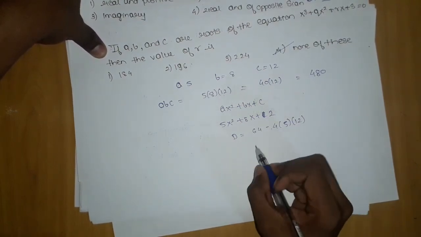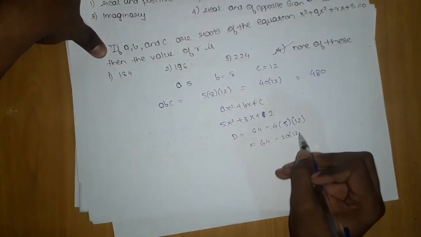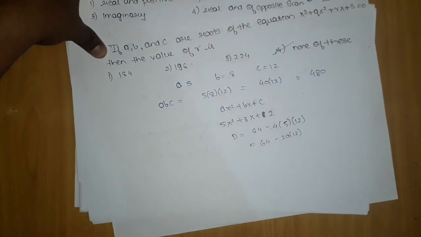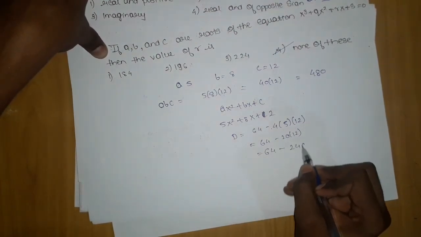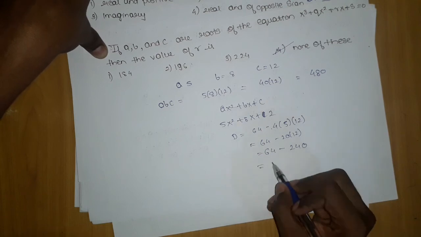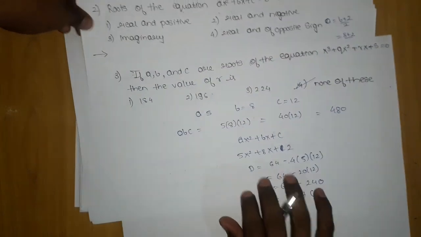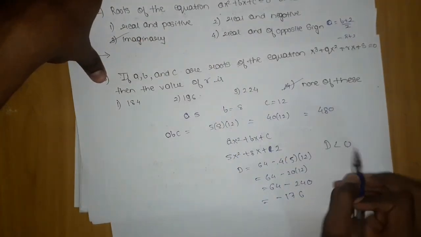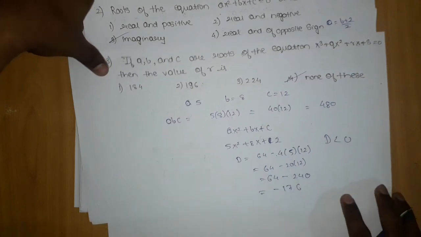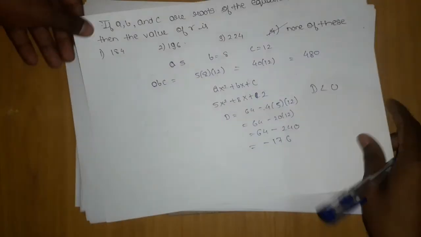64 minus 240 will give me minus 176. So the roots are imaginary. So the third option is correct, because here we got d less than 0, which means the roots are imaginary.